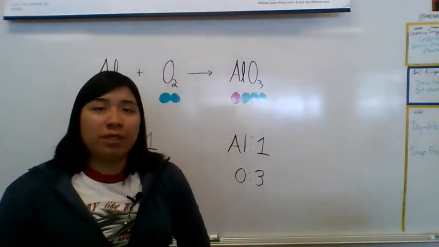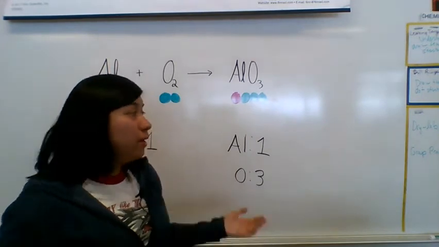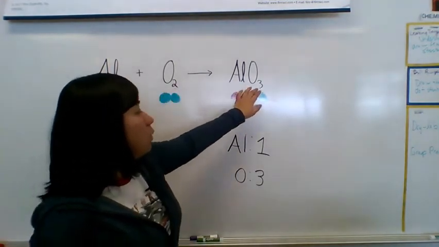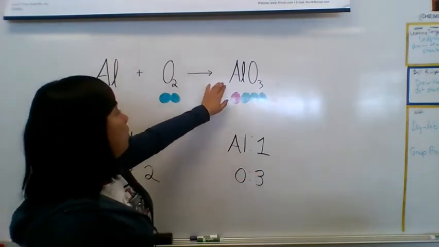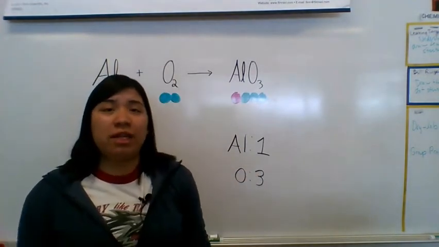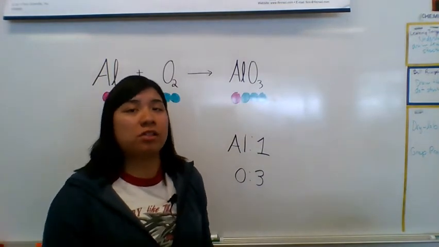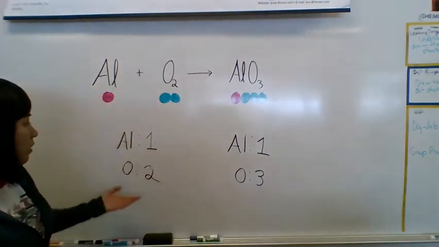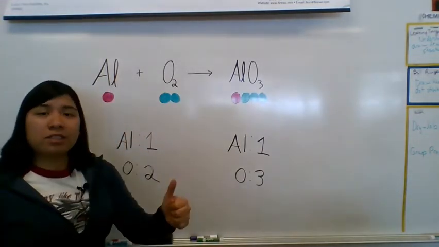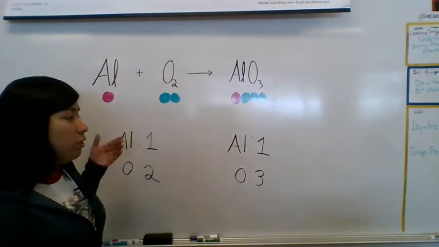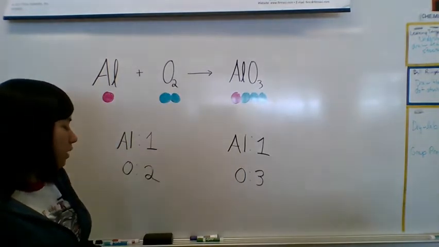Now, before we start balancing, you need to know that we never touch these subscripts. We can only change the number of atoms by changing the coefficient. Another thing you should know is that we work with hydrogen and oxygen last. So let's go ahead and look at aluminum. So I have one aluminum and one aluminum. So that's good to go. You have the same number of atoms on the left as you do on the right.